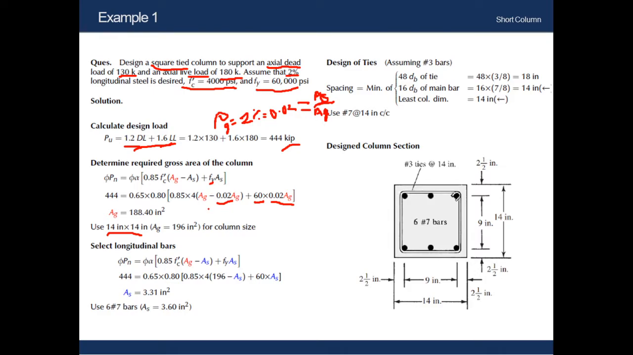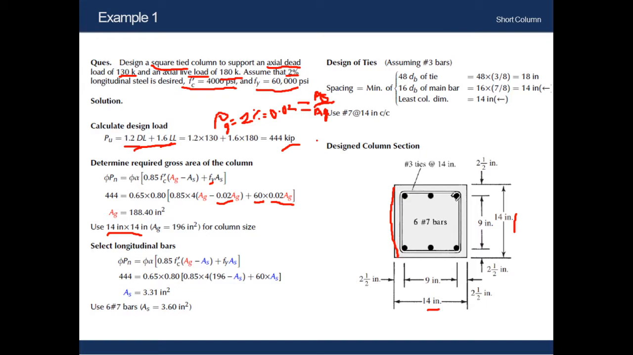So now we have already calculated that the dimensions of the column should be 14 inch into 14 inch. Now we need to calculate the area of the reinforcement. We know that 0.02 is equal to AS by AG. We have already calculated the value of AG, so from here we can calculate the value of AS.